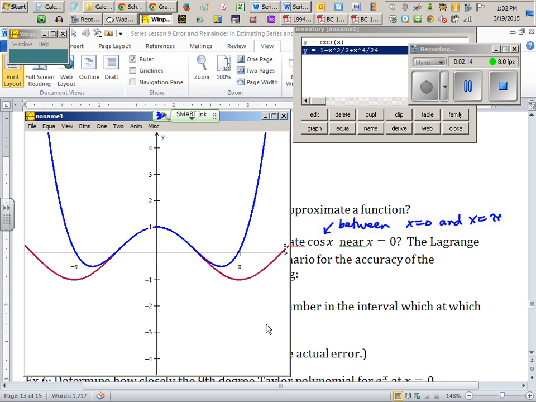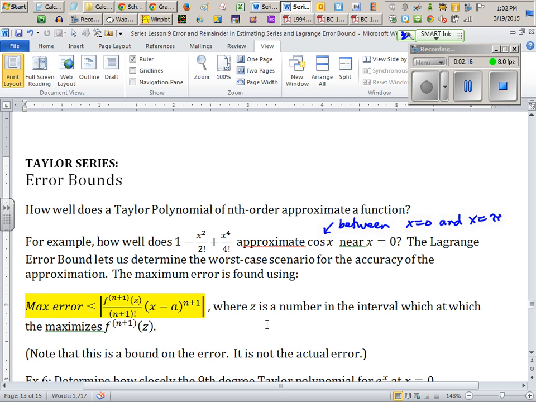To find the answer to that, you have to use this horrible formula here. This is called the Lagrange remainder, or the Lagrange error bound. So let's title that: the Lagrange error bound. Before you completely freak out, it actually looks a lot like what we did yesterday. So here's what we did yesterday.